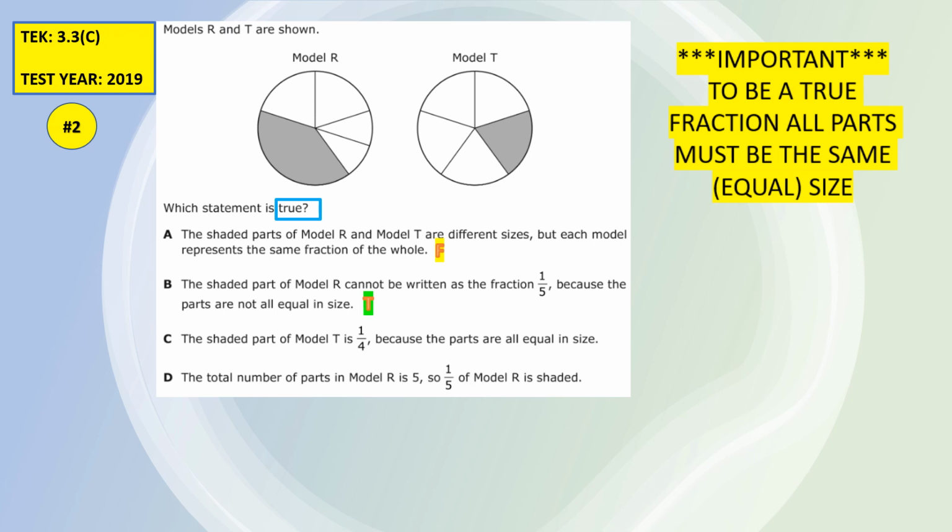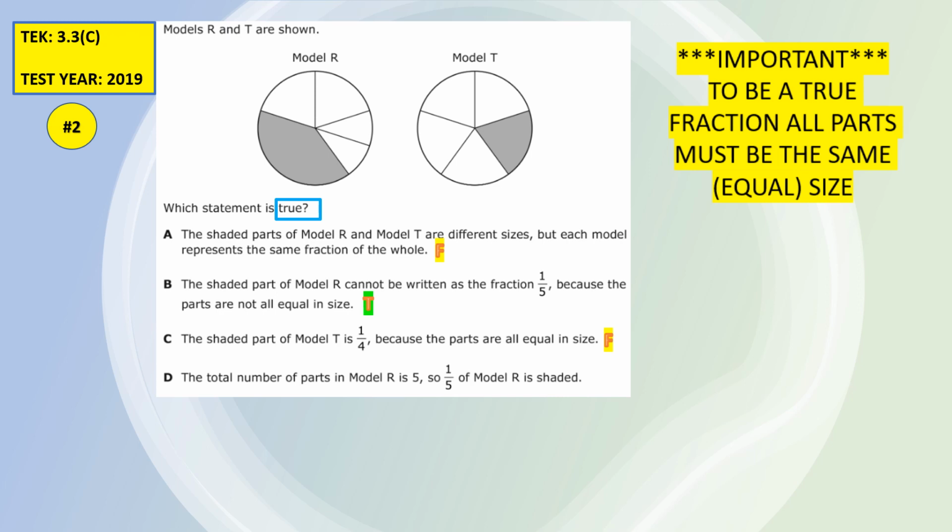Answer choice C says the shaded part of model T is 1/4. Well, that's false because model T has 5 parts. So that shaded part cannot be equivalent to 1/4. It has to be 1/5. So this statement is false. We couldn't even get all the way through the answer choice without it being completely false.